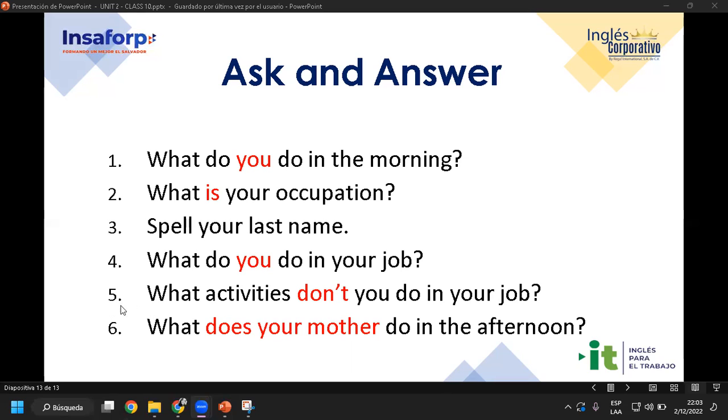Number five, volunteer for reading. What activity don't you do in your job? So this is in negative. Vamos a responder in negative. ¿Cómo podríamos responder esta pregunta? I don't make photocopies. Very good. What else?